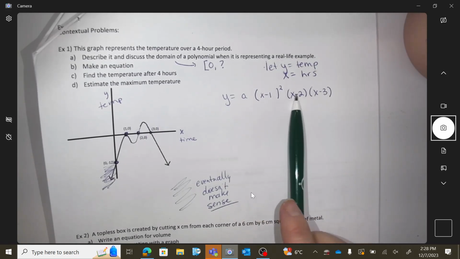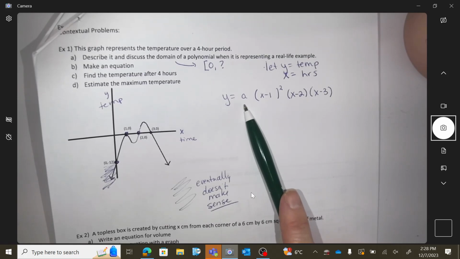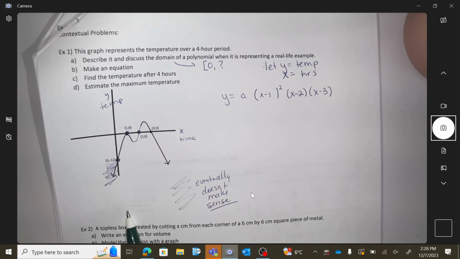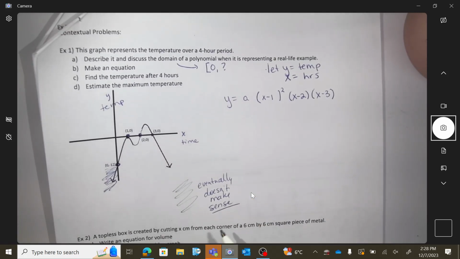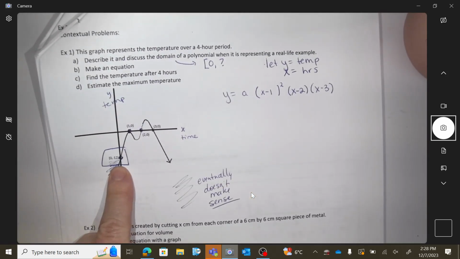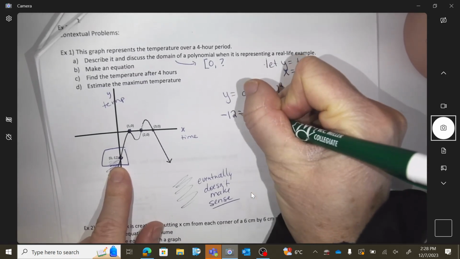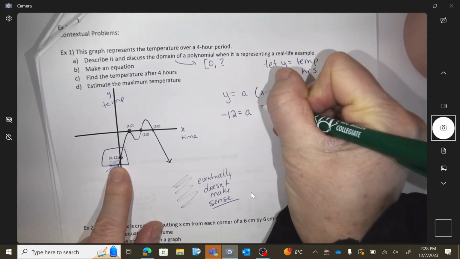Look at all your x's. You have 4 of them multiplying together. What do you already know about a because of the visual? It'll be a negative value. Okay, so what do we have to do? We have to figure out how to get a negative 12. How do you get a negative 12 when x equals 0?